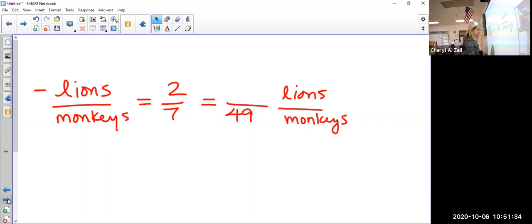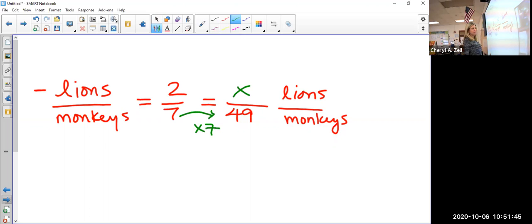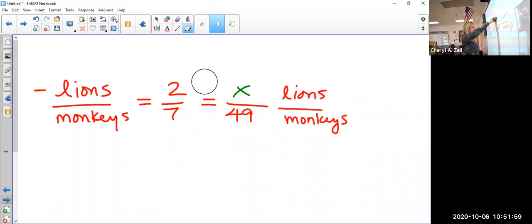Now, what this is going to create is a proportion. You can solve this in so many different ways. You could say, well, how do I get from 7 to 49? You could say I multiplied by 7, right? So whatever you do to the bottom, you can do to the top. Well, I already know, well, gosh, that must be 14, right? There are several different ways to do that. You can do it that way, or you're creating a proportion.